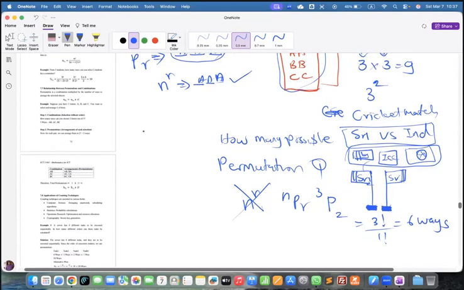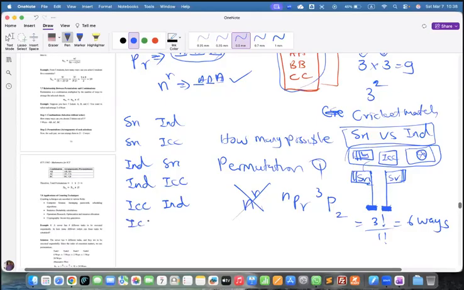Now I will tell the 6 ways. One, Sri Lankan flag and Indian flag. This is one way. Sri Lankan flag with ICC flag. This is another way. With the Indian flag, you can hoist the Sri Lankan flag. With the Indian flag, we can hoist the ICC flag. With the ICC flag, we can hoist the Indian flag. With the ICC flag, we can hoist the Sri Lankan flag. So these are all the possible 6 ways of hoisting the flags.